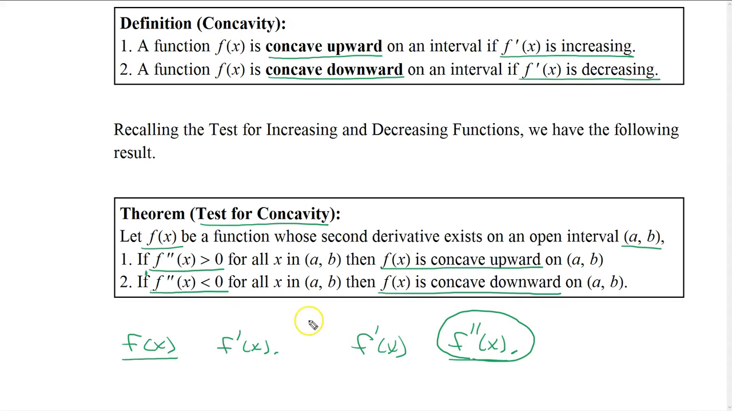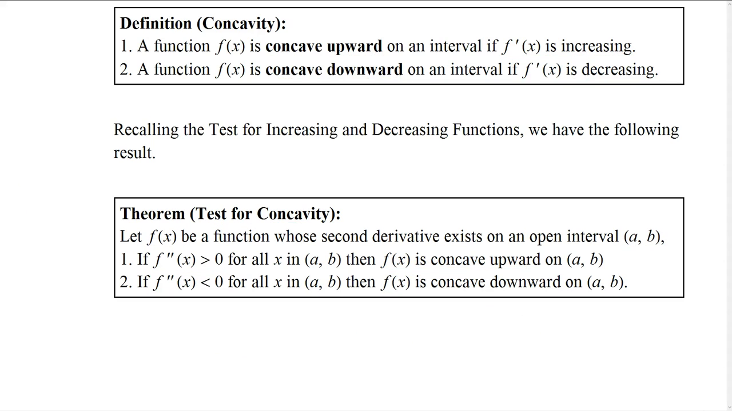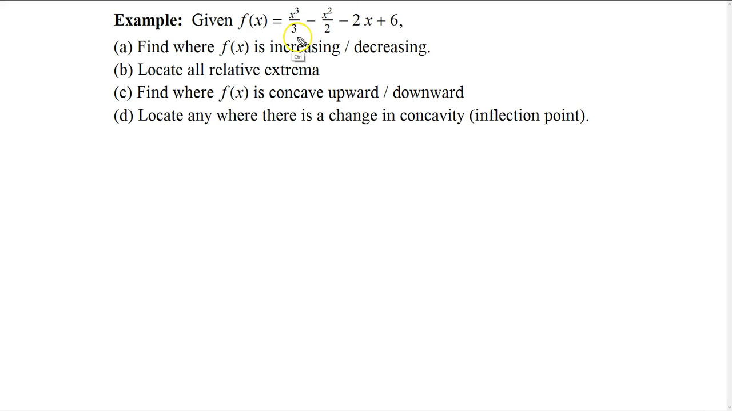So let's look at a few examples. In this example, we want to find where this function, f of x equals x cubed over 3 minus x squared over 2 minus 2x plus 6, is increasing and decreasing. We want to locate all relative extrema, find where the graph is concave upward or downward, and locate any change in concavity. Now those are called inflection points, and we'll take a look at them in a little more detail after we do this example.